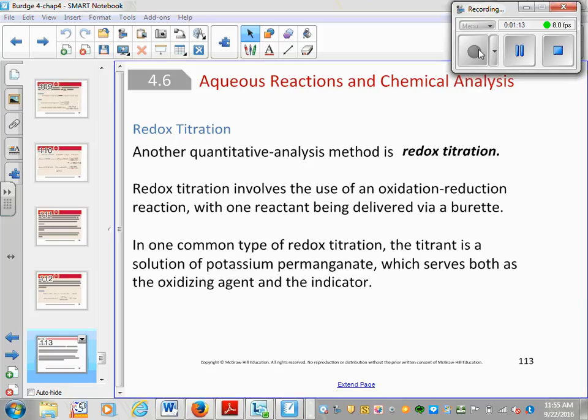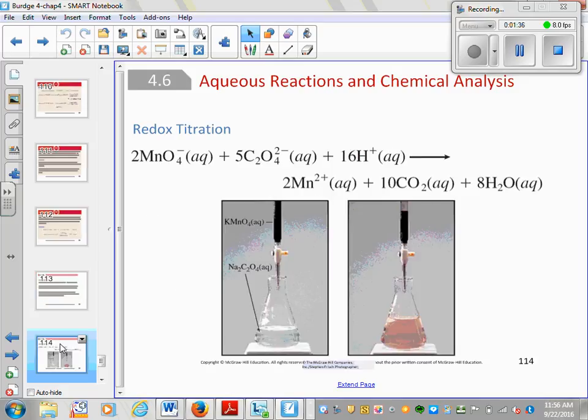So here, this common type of redox titration, we're going to use a solution of potassium permanganate. Remember acid-base, we had to have an indicator. Well, potassium permanganate, which is an oxidizing agent, happens to be a dark eggplant purple. I don't know if it shows you a picture of it. And you can see it up in the burette. MnO4, it's dark purple. So here we're adding it to a solution of sodium oxalate.